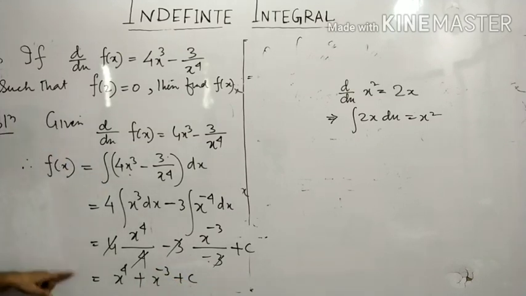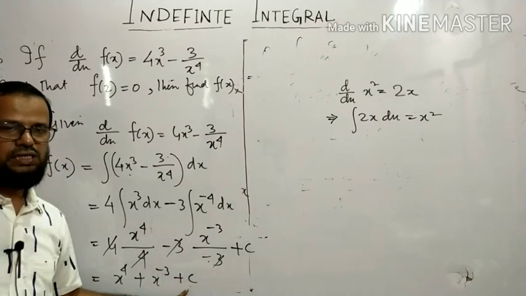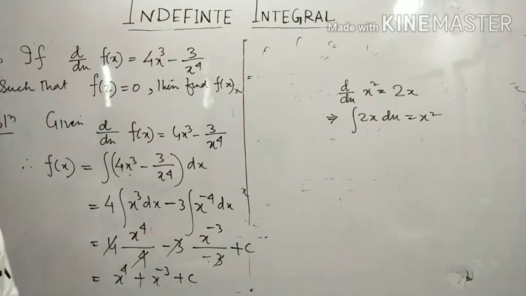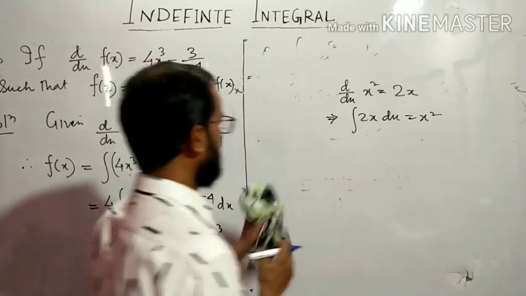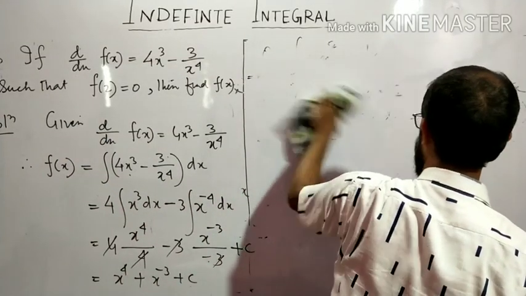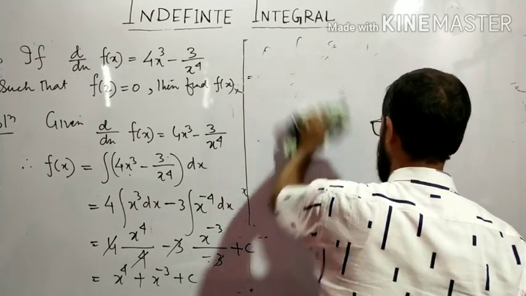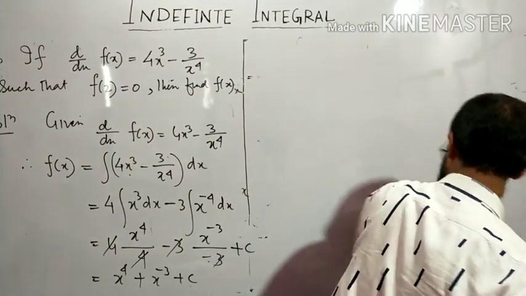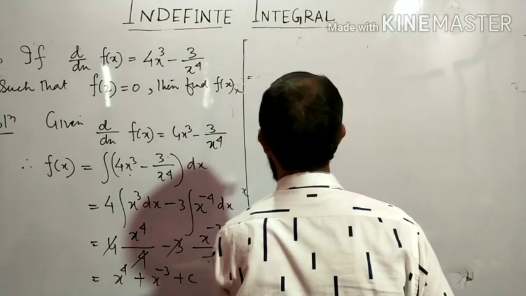This is your f(x). Now what is c? c is an arbitrary constant. So you have to find out the value of c also. Again, what is the given condition? Given condition is what? f(2) is given. The value of f(2) is given.